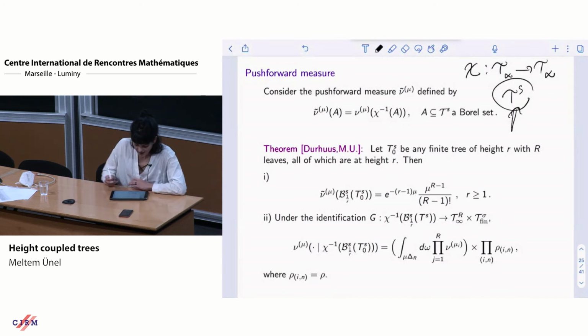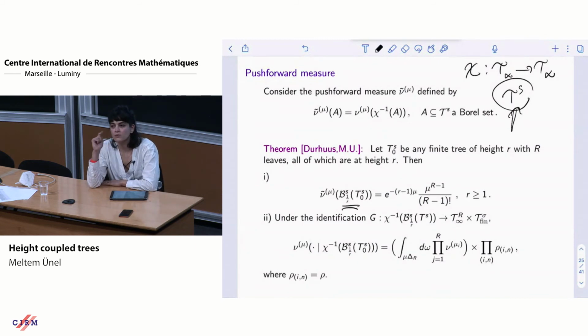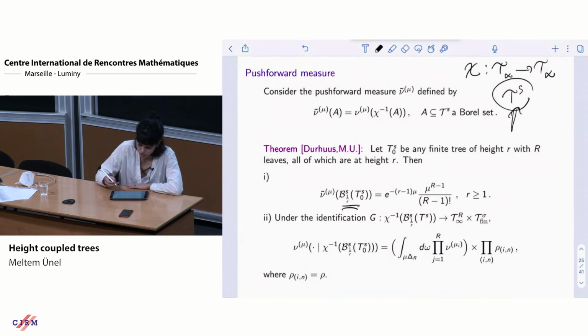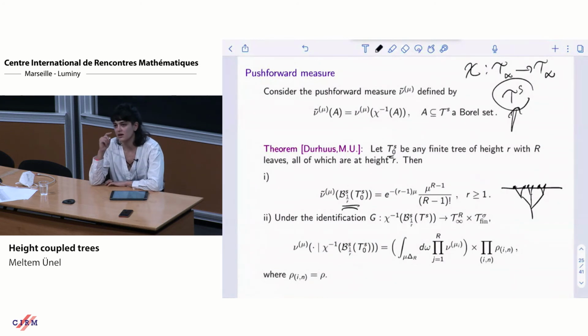The volume of the spine balls, these are the balls around the spine trees. So T0S is any finite tree of height r with r leaves, and all of the leaves are at maximal height.